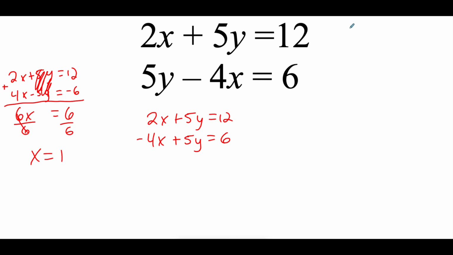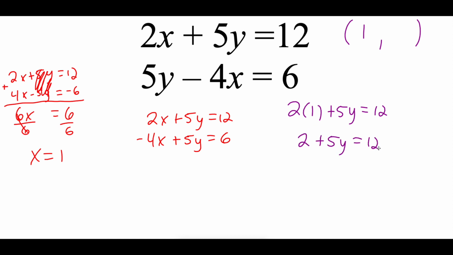So if I build my ordered pair for my answer, the x value is 1, but we still need to find the y value. We're going to pick one of these equations to work with in order to solve for y. Let's just use the top one. We're going to fill in the 1 for the x value. So I'm going to go 2 times 1 plus 5y equals 12. 2 times 1 is 2, so we get 2 plus 5y equals 12.